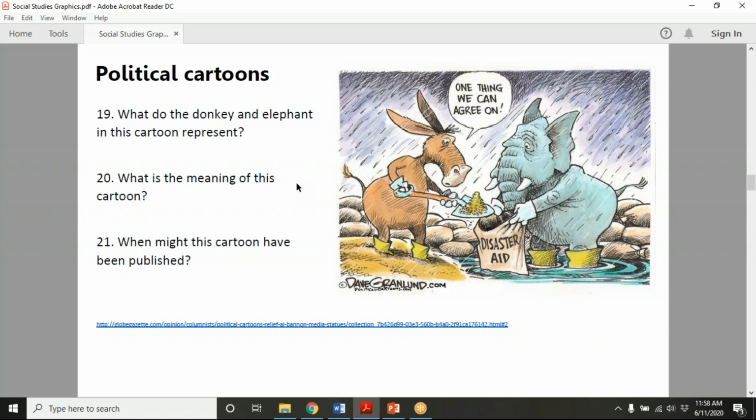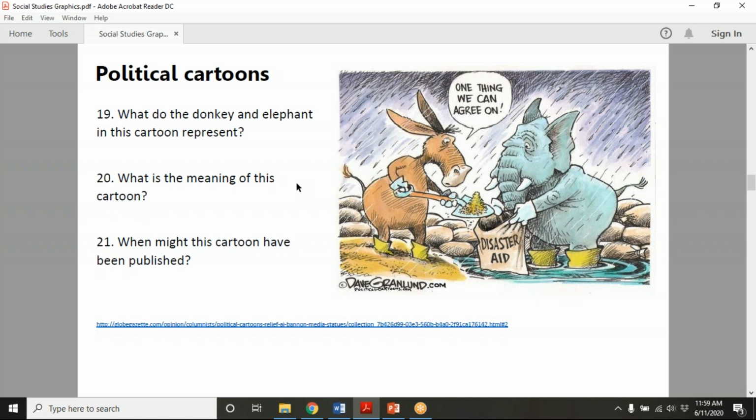So what does this mean? They're filling up a bag, a sandbag that says disaster aid, and the donkey is saying one thing we can agree on, right? And it's storming, and there's sandbags, and there's a flood. So disaster aid. So what does this political cartoon mean to us? It looks like somebody putting a lot of money into what they're saying is disaster aid. I just forgot which side is which for the political parties. Well, they're working together, right? So the donkey is the Democrats, but what they're saying, and he says, one thing we can agree on.